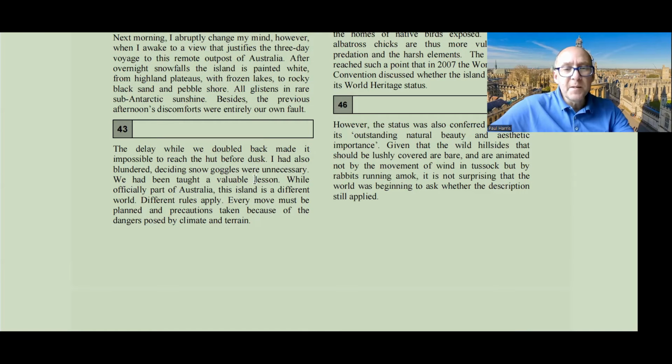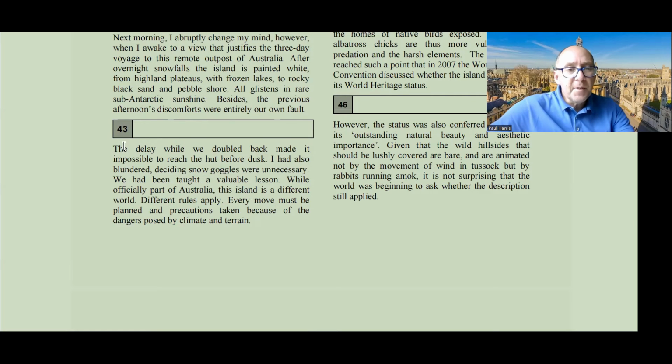We have been taught a valuable lesson. While officially part of Australia, this island is a different world. Okay, so we've got some sort of problem that happens here, and the problem caused discomfort. It caused them to perhaps feel cold or whatever it might be. Discomforts would sort of fit with that.